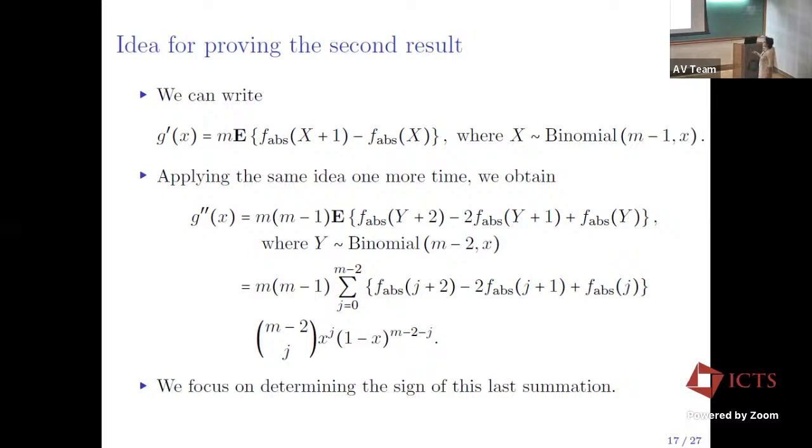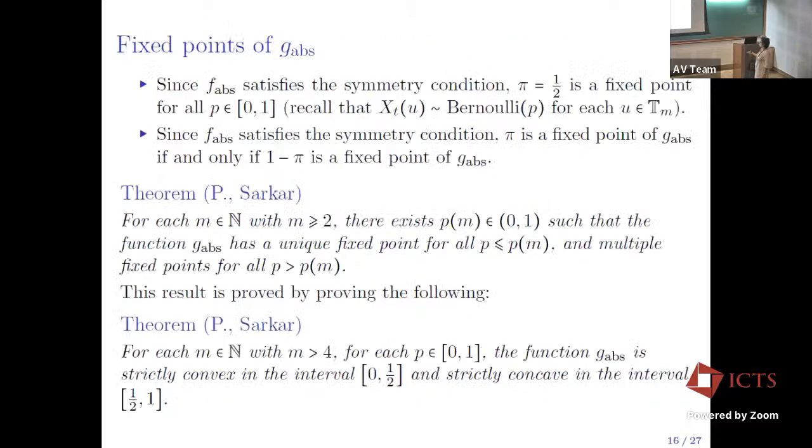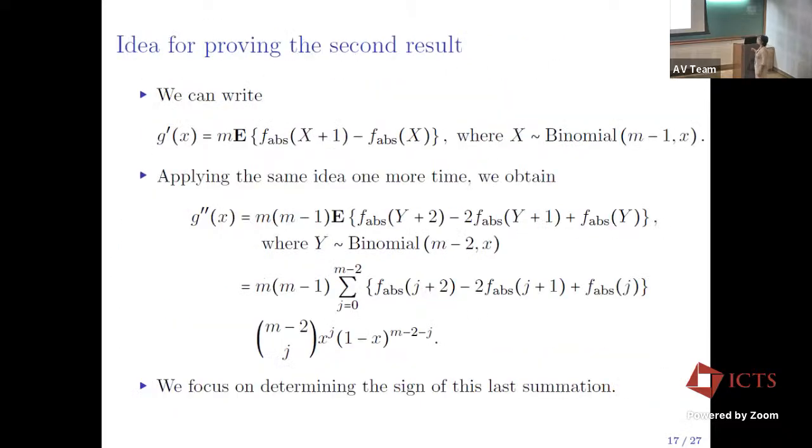So G absolute prime you can write as follows. We are just looking at the double derivative of the function G absolute and trying to see how the sign of it behaves over 0, 1. So we begin with the derivative of g absolute, which you can write in this format. We just differentiate the form of g absolute and we get it from there. So that's a straightforward thing. So x is a binomial m minus 1 comma small x random variable.